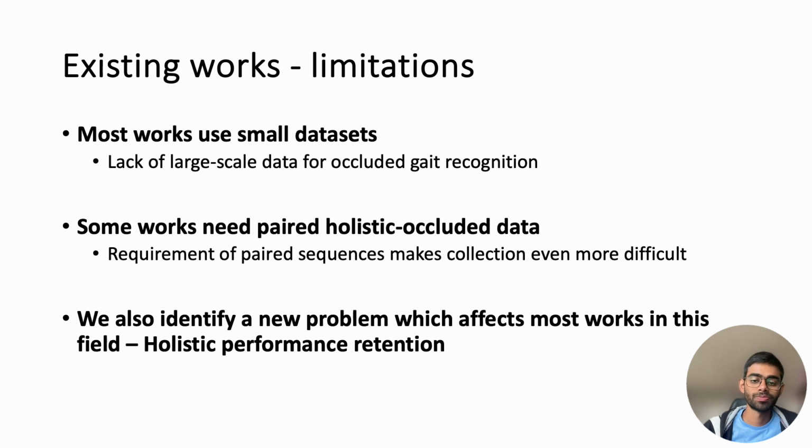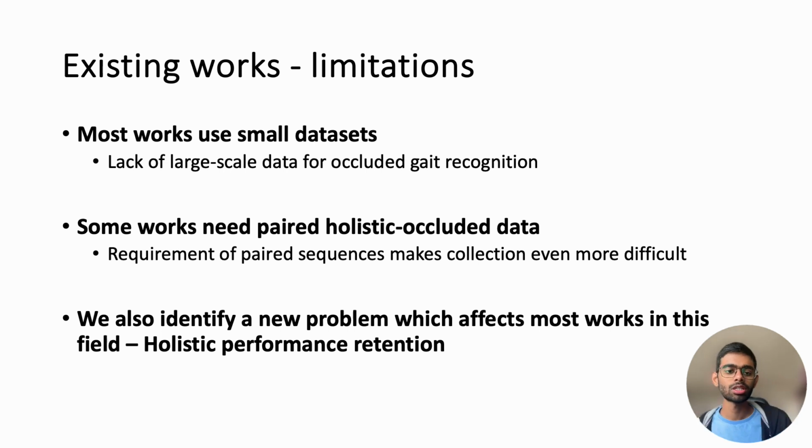Most of these works use pretty small data sets, like a couple hundred videos, because first of all, collecting data is difficult, and then collecting data while occluding the subjects and having natural occlusion is even more difficult. And some previous works which target the occluded gait recognition problem actually need paired holistic and occluded data. So you need an occluded sequence of the subject, and then you need the same sequence without the occlusions. This additional requirement makes collection even more difficult than it already is.